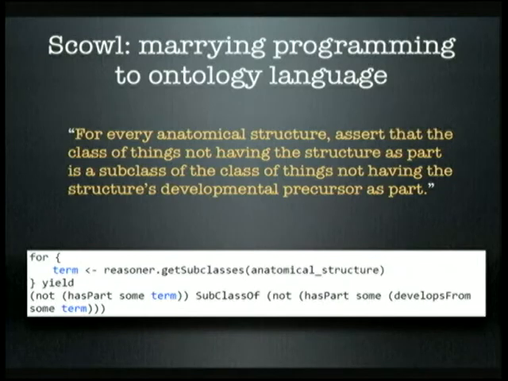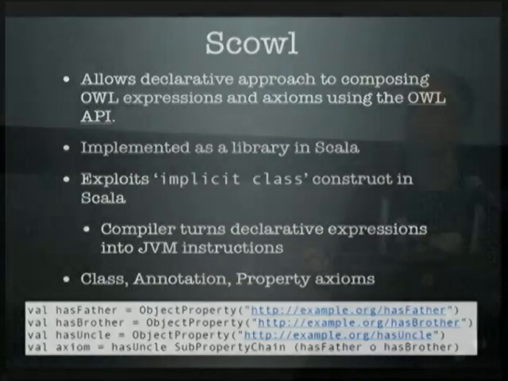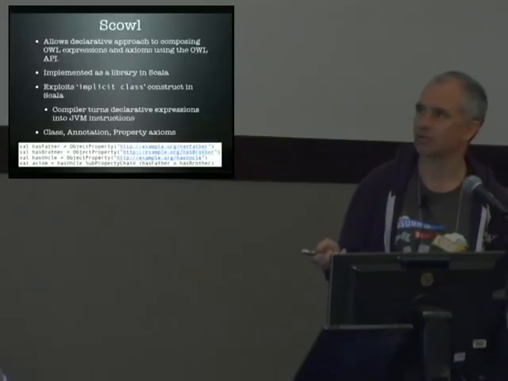This snippet down here is, in fact, pretty much all Manchester syntax, which is a standard format for expressing class expressions. So that's one advantage that it has. Let me briefly say on a high level how this works. Scowl, the tool itself, allows us the declarative approach that I showed you an example of in the previous slide to composing class expressions.